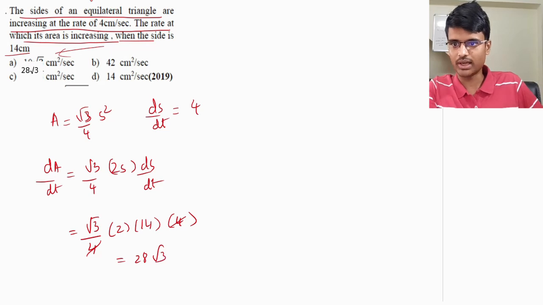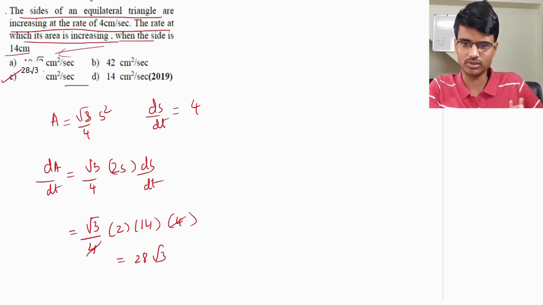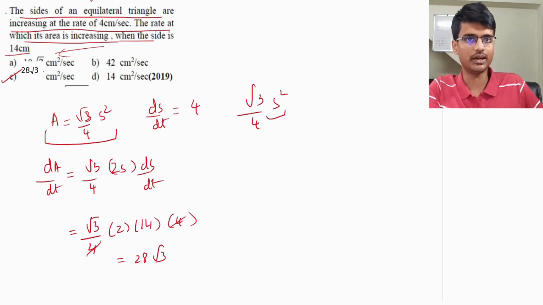So the correct answer is option C. 28 root 3. There is some typo error here. So the correct answer is 28 root 3. So this was a pretty easy question. We only need to know the formula of an equilateral triangle. It is nothing but root 3 by 4 a square, s square or a square, whatever it is. Root 3 by 4 s square, where s is the side of the equilateral triangle. We need to know this. This is the area of an equilateral triangle.